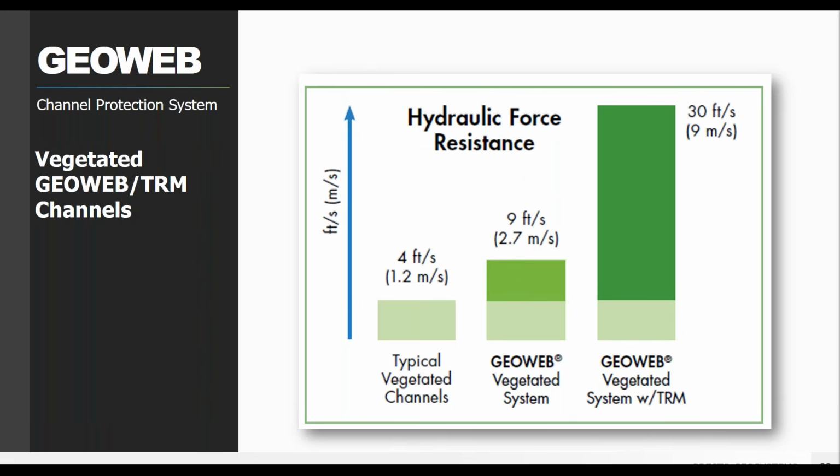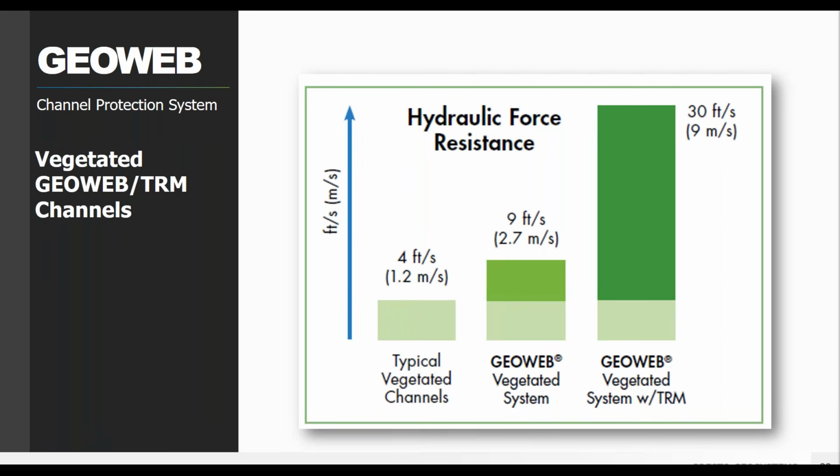And so this is sort of our results comparison that you can take a look at. It really shows how well the GEOWEB system performs in comparison to some other options, including typical vegetated channels that don't have any sort of protection. So if you just have cut a vegetated swale along the side of your road and are letting water flow through it, you really can't have more than about 4 feet per second before you start getting that significant erosion, grass loss, all of that stuff.